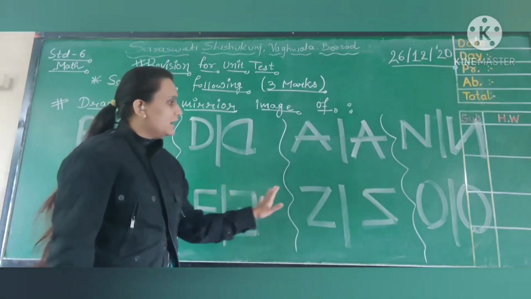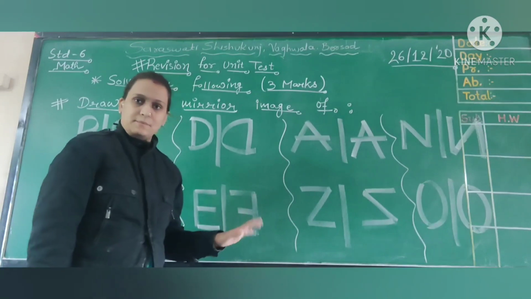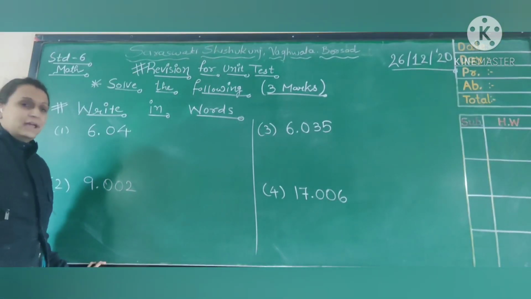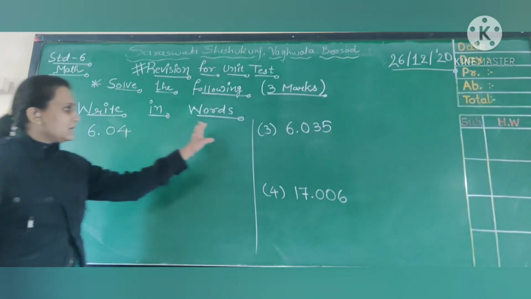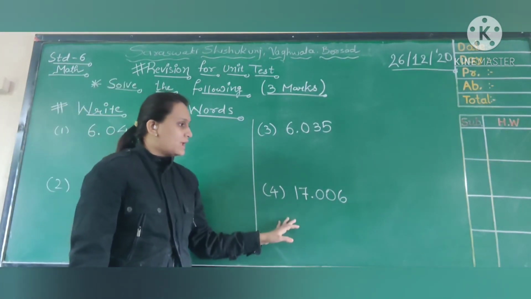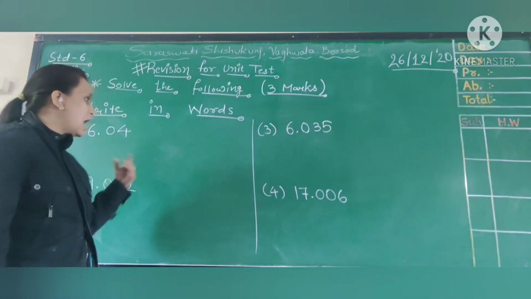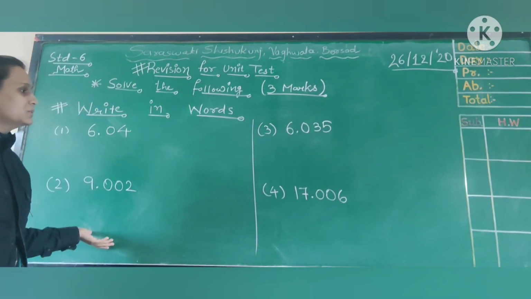So this way you can identify which one is reflected and which one is exactly the same. Now here the next question is to write in words. See, here decimal numbers are given, so we have to write decimal numbers in words. So how can we represent a decimal number in words?